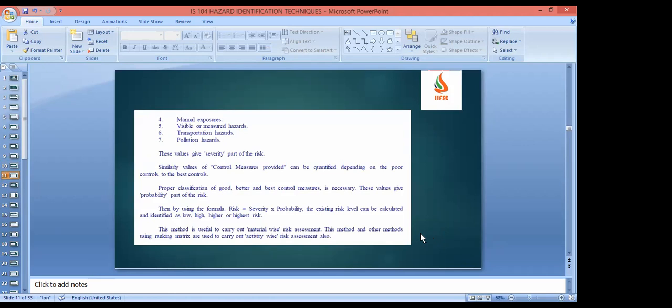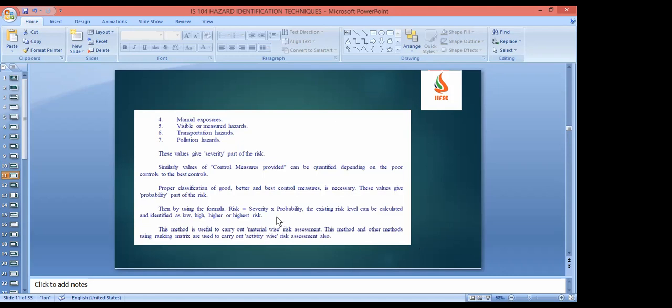Similarly, the value of the control measures provided can be quantified, depending on whether they are poor controls or the best controls. Proper classification of good, better, and best controls is necessary. These values give the probability part of the risk. Whatever controls are there should be properly defined, whether it is a good, better, or best control. By using the formula risk is equal to severity into probability, the existing risk level can be calculated and identified as low, high, higher, or highest risk.